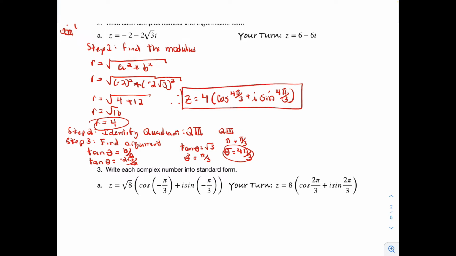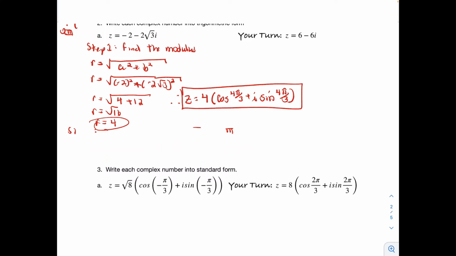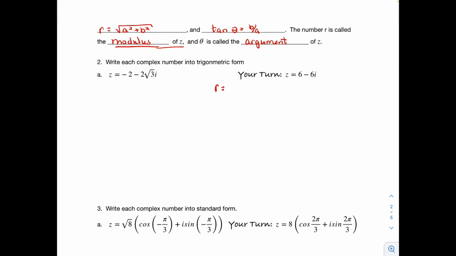Try z is equal to 6 minus 6i. Convert that into trigonometric or polar form. Recall, first we have to find our modulus. So r is going to be equal to the square root of 6 squared plus negative 6 squared, which is 36 plus 36, so r is equal to square root of 72. Simplifying that down, r is equal to 6 the square root of 2. Okay, we need to figure out which quadrant this is in. And so if I plot the point 6, negative 6i, I end up in quadrant 4.